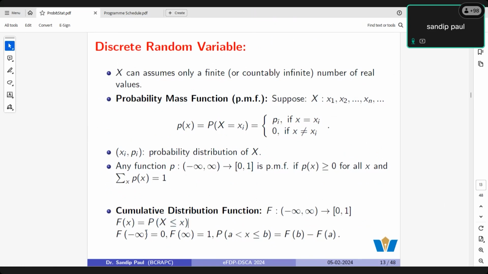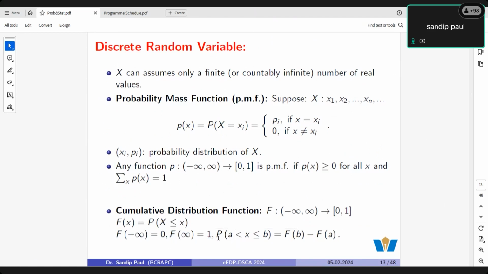If we want to find the distribution function at minus infinity, that means we are summing the probability from the leftmost point to that point itself. Obviously it is 0. But if we consider the entire set of values of x, that means F of infinity, it will be 1. So F of x has the lowest value 0 and the highest value 1. So the cumulative distribution function always lies between 0 and 1.